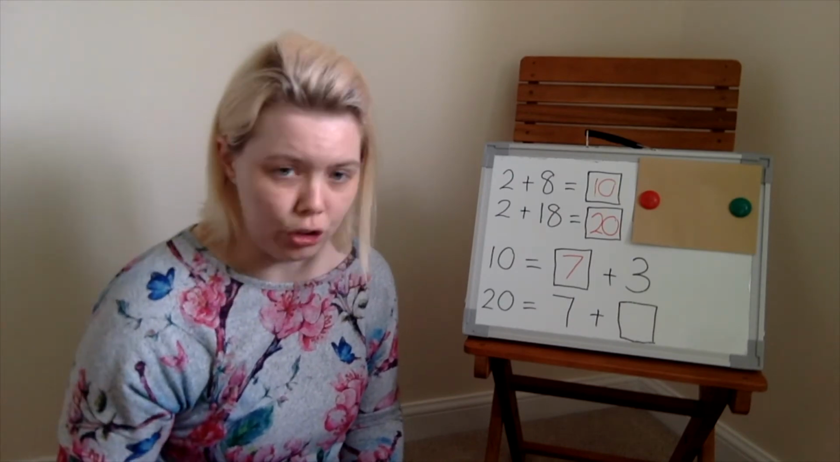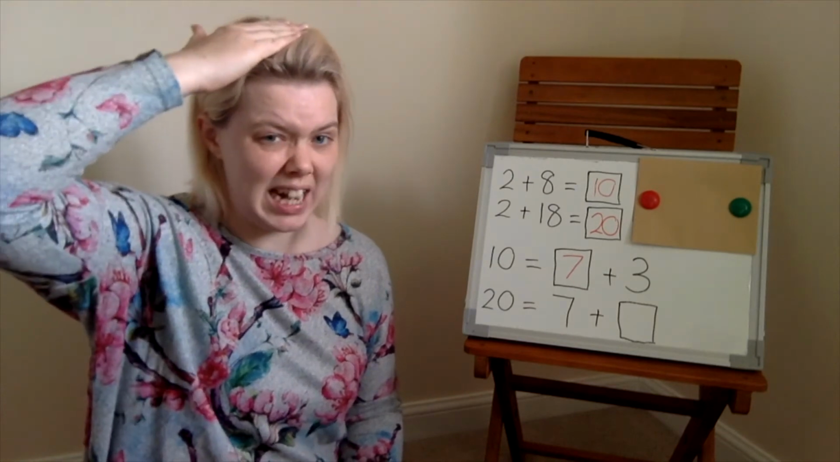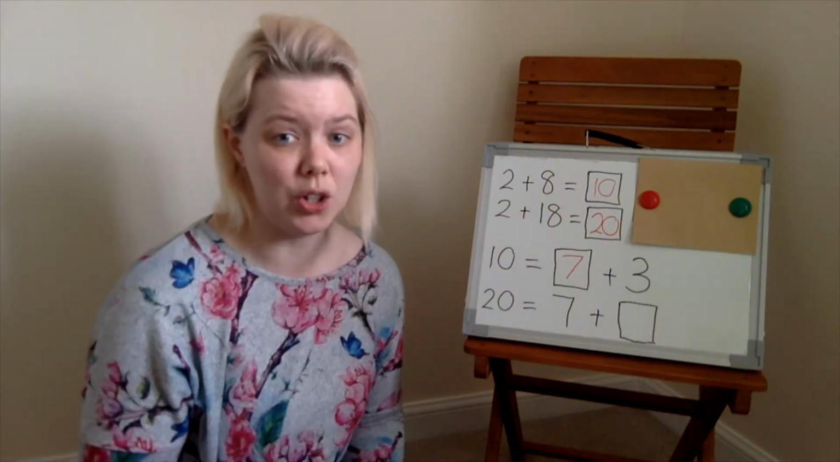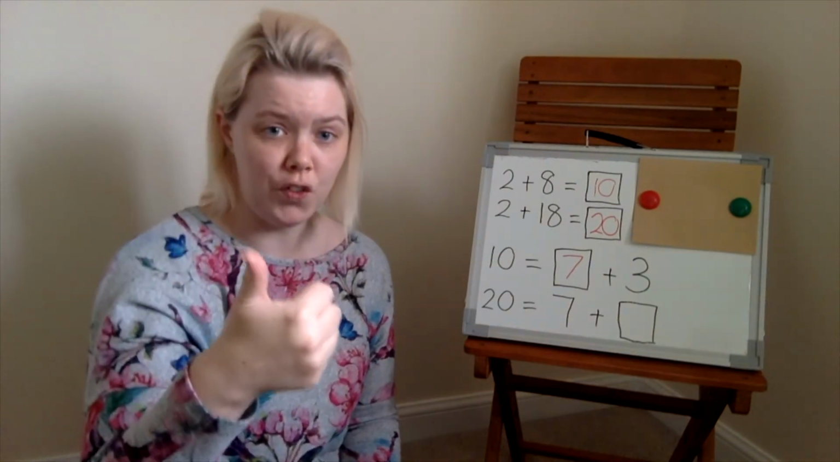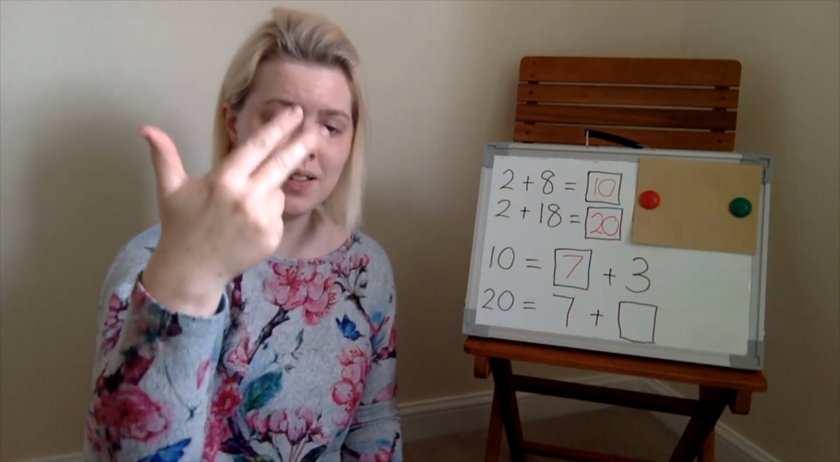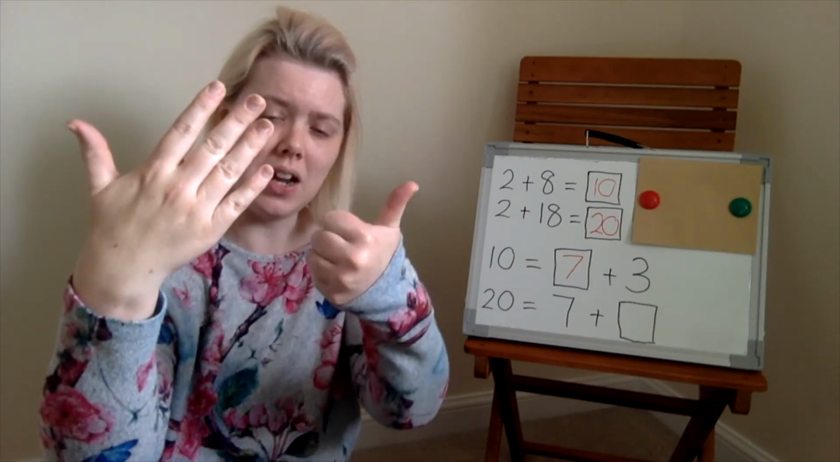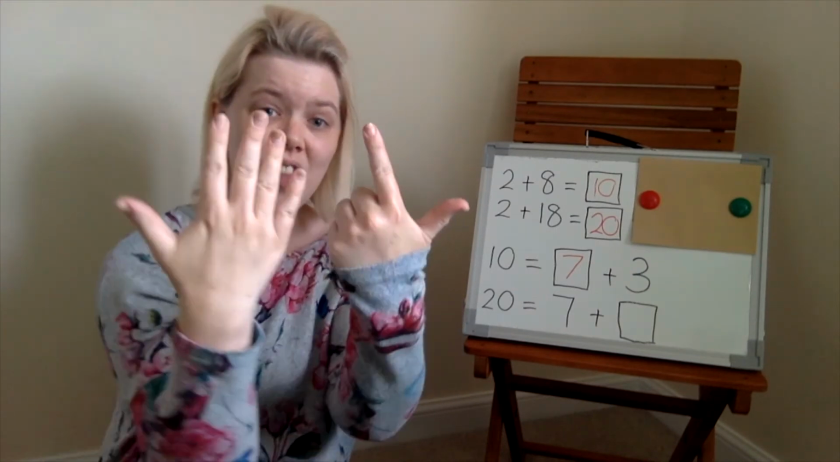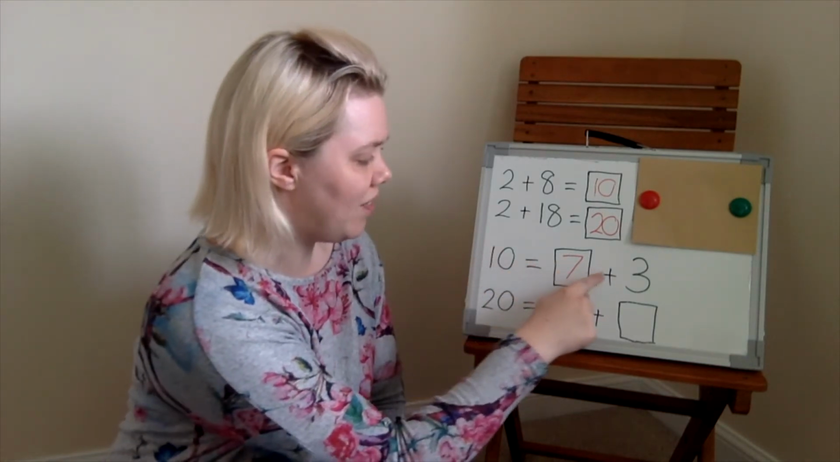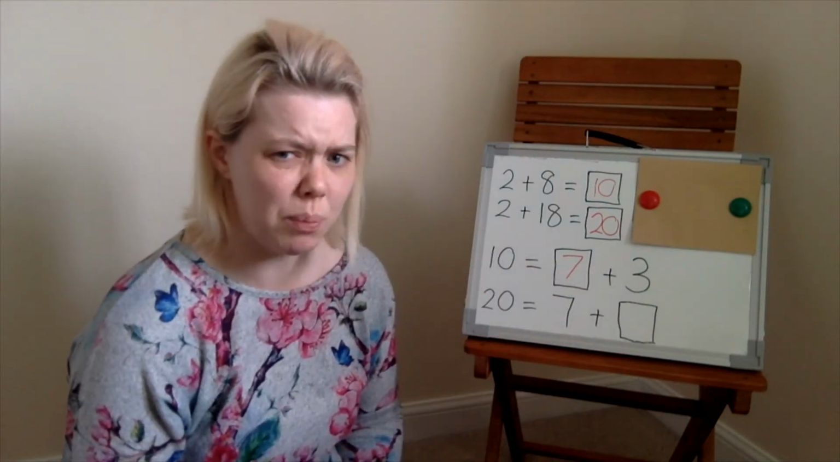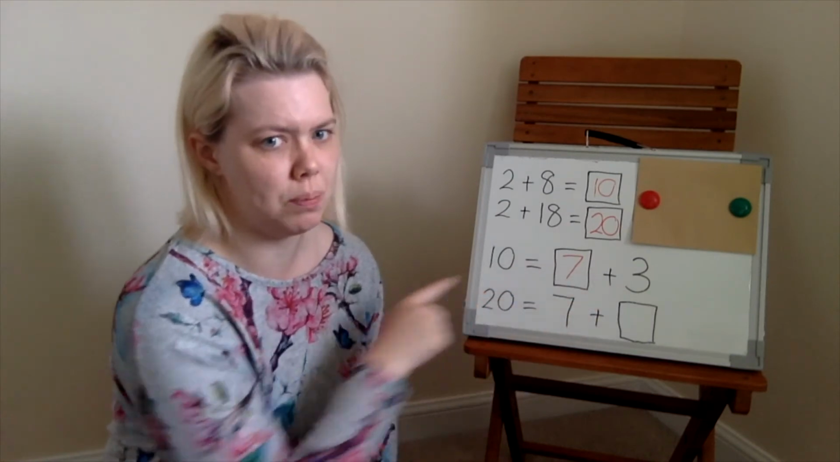If I'm not sure, I could have started at 3 and I could have counted on my fingers until I got to 10. So let's do that now. So we start at 3, 4, 5, 6, 7, 8, 9, 10. That is 7, okay? So 10 equals 7 add 3. So that's my first different problem there.